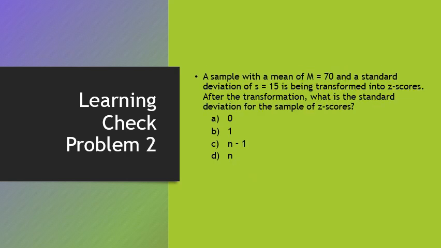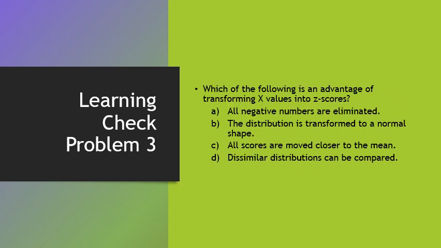All right, problem 2. Pause the video. A sample with a mean of 70 and a standard deviation of 15 is transformed into z-scores. After the transformation, what is the standard deviation for the sample of z-scores? Well, a distribution of z-scores always has a standard deviation of 1.